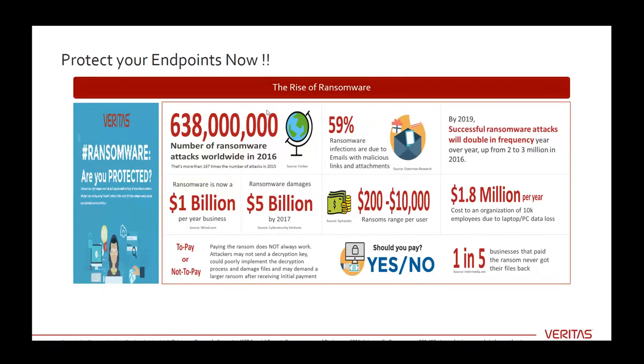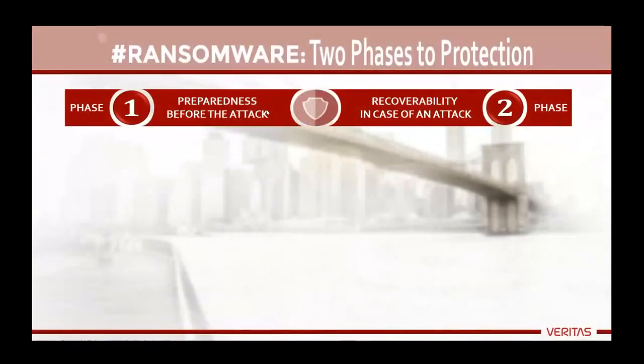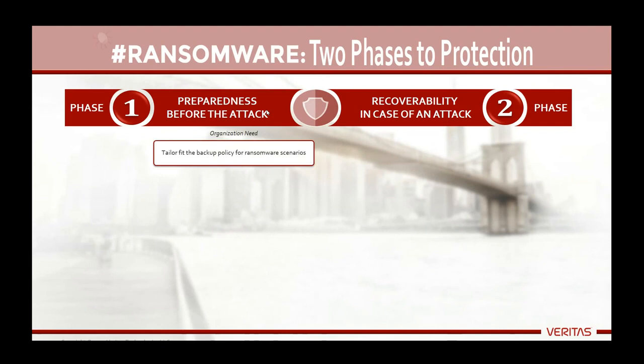Endpoint backups are a must-have for organizations. That's why we are recommending this solution. Now, how our solution can protect, mainly against ransomware kind of attacks. Ransomware protection has two phases. Phase one is preparedness before the attack, and the second is recoverability in case of an attack. For preparedness before the attack, we will see what the organization needs: tailor-fit the backup policy for ransomware scenarios.